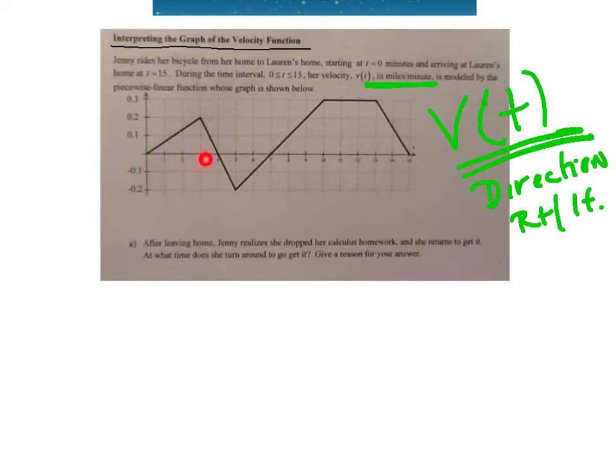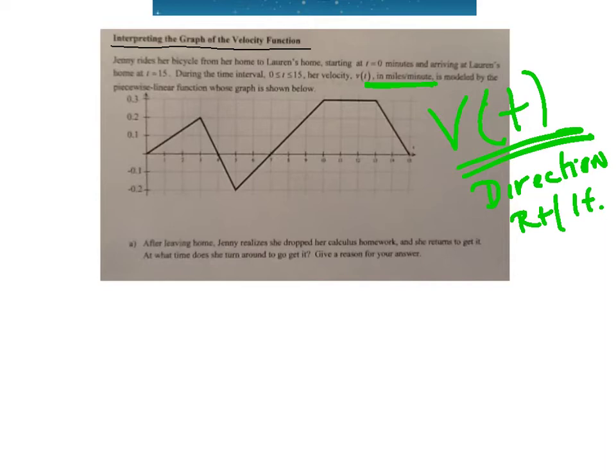From 0 to 4 here, this part of the graph represents Jenny riding her bike to the right. Then she comes to a rest. Of course, that's when velocity equals 0. This portion represents her riding her bike to the left. Then she comes to a rest. And the rest of her direction here is riding to the right. Hopefully you can interpret that on your own by now.